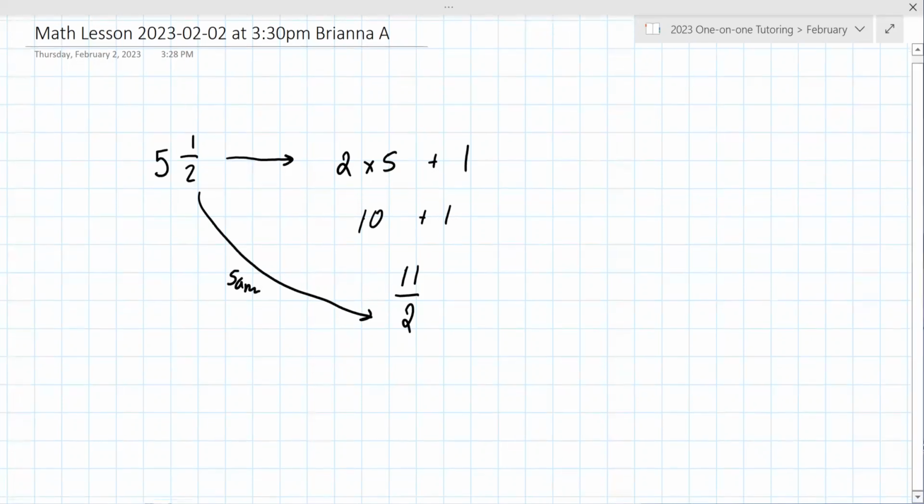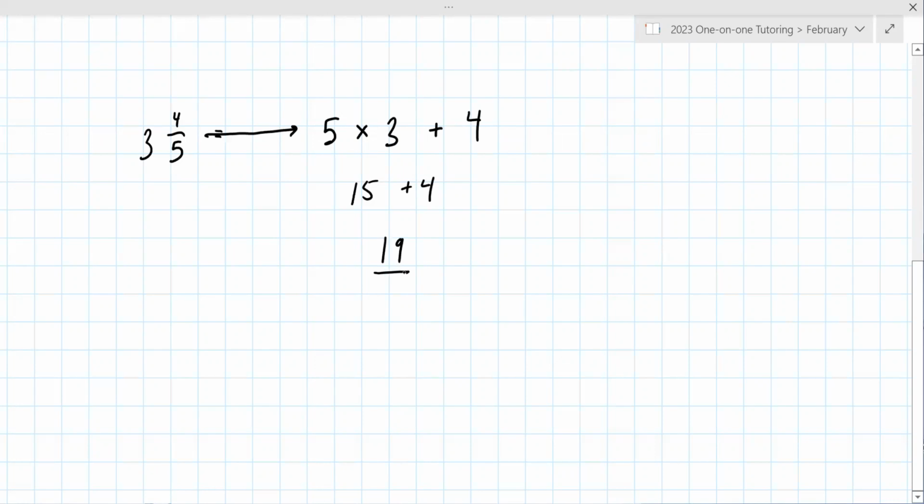Okay, so let's look at a new problem here. Same thing here. Let's say it's 3 4/5. So you're going to take that bottom number, that 5, and what are you going to multiply it by? The 3. The 3, yeah. And which number do you add? The 4. Very good. What is 5 times 3? 13. Okay, plus 4? 19. 19.